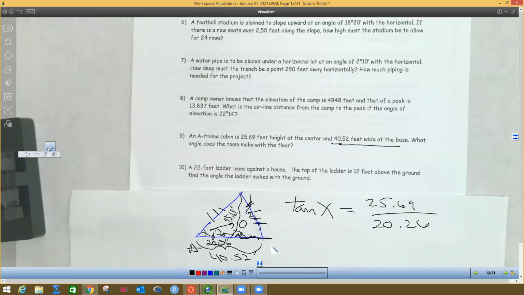Now, how do you get an angle? What do you have to do to get an angle on your calculator? How do you get rid of tangent? We did it in class last week, number 2 on the paper you just turned in. What do you have to hit to get rid of tangent? Second tangent. That's inverse tangent. So you hit second tangent, it gives you that little inverse symbol there. You type this into your calculator, and you're going to get some decimal answer.